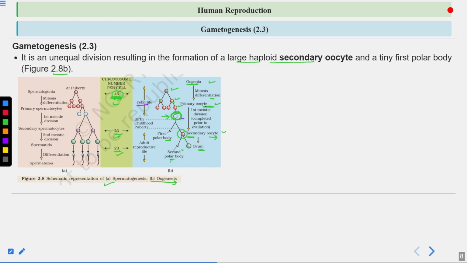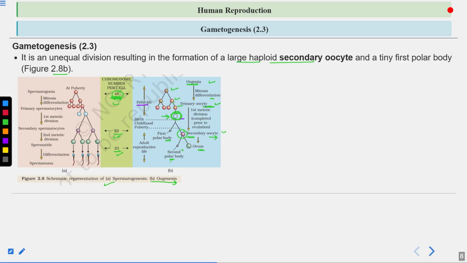Then there is the pre-ovulating stage, when the primary oocyte will divide into the secondary oocyte. Then there is the ovulation phase, when the secondary oocyte will be released due to rupture of the Graafian follicle. And then there will be the fertilization phase. So you should remember all of this. You can see oogenesis is quite complex compared to spermatogenesis.